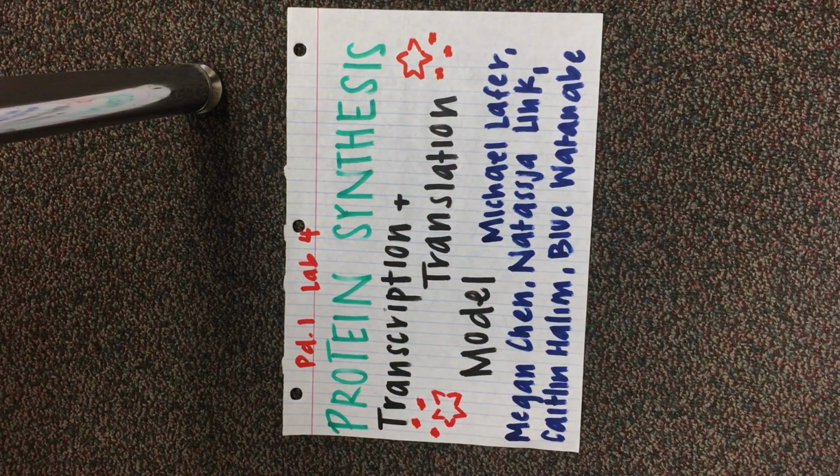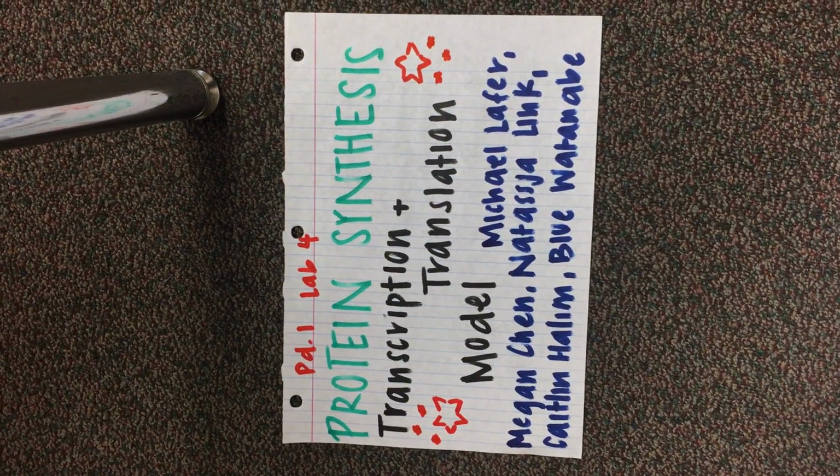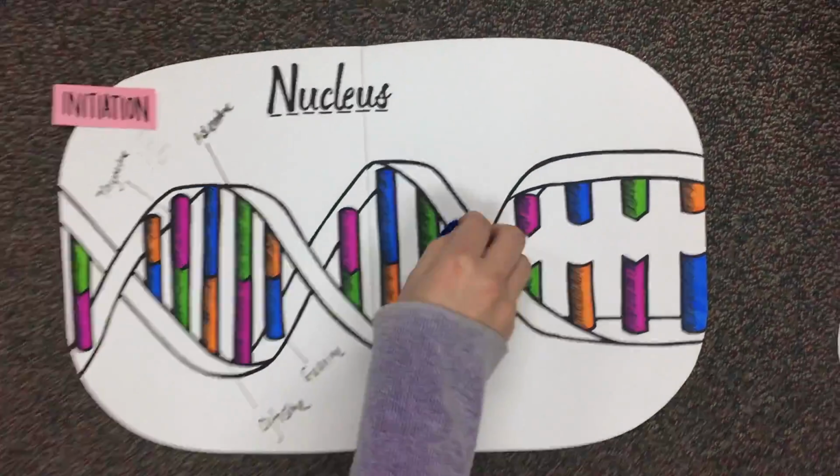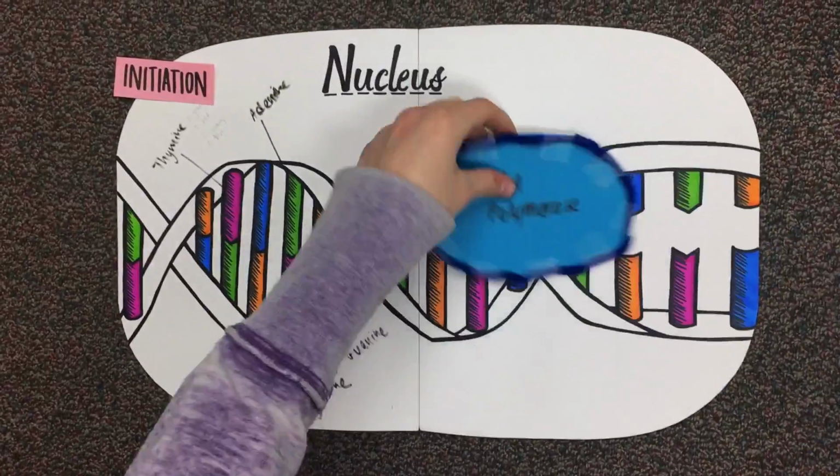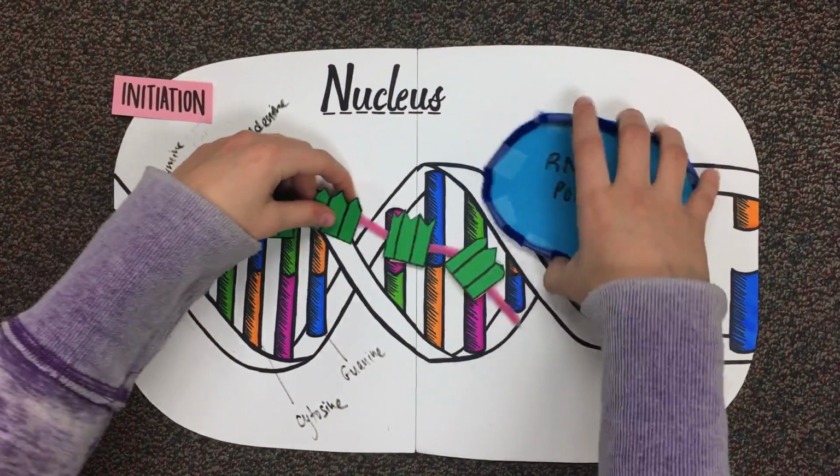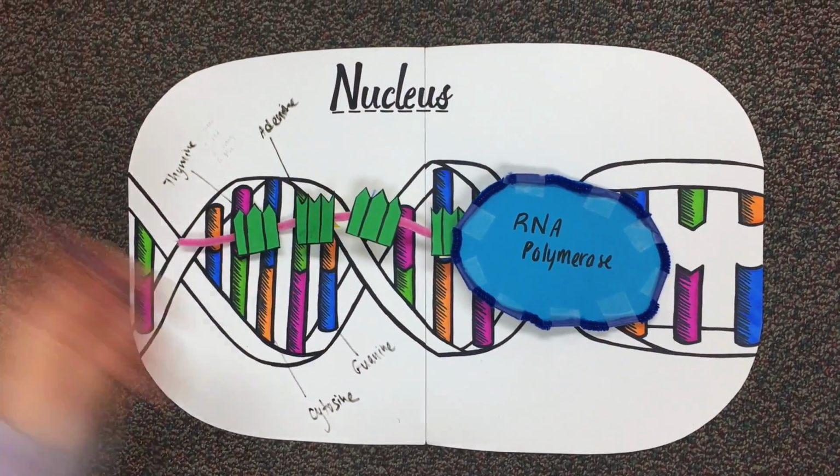Protein synthesis, transcription, and translation model by the people on the page. The location of protein synthesis is in the nucleus. It uses the nitrogen bases adenine, thymine, guanine, and cytosine, and the sugar groups and phosphate groups of a nucleotide.